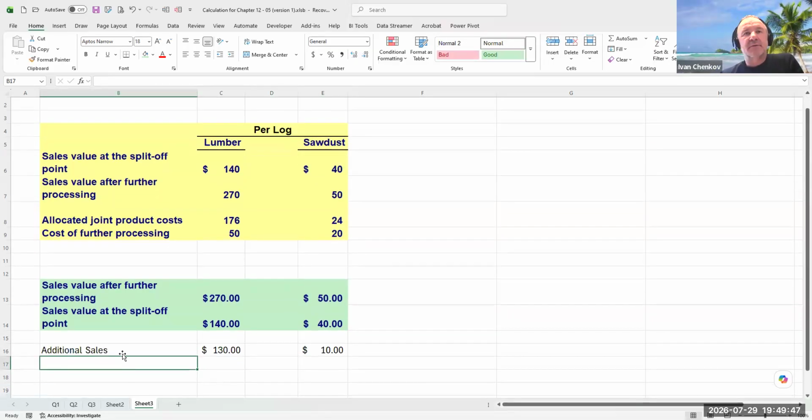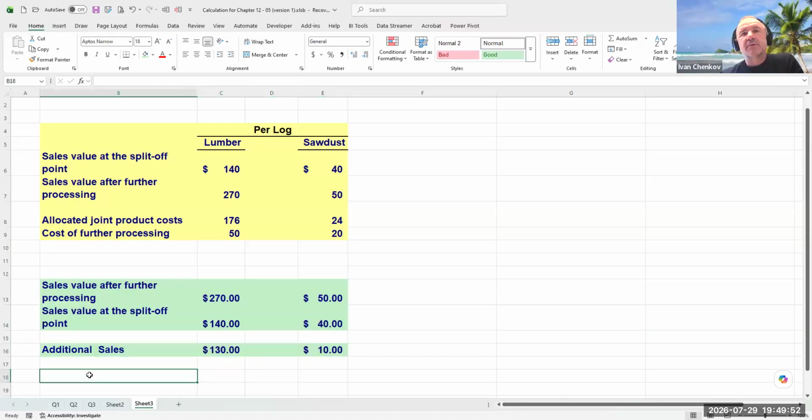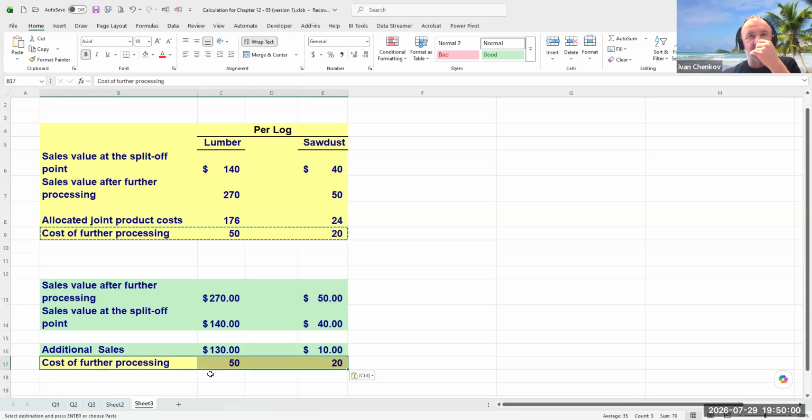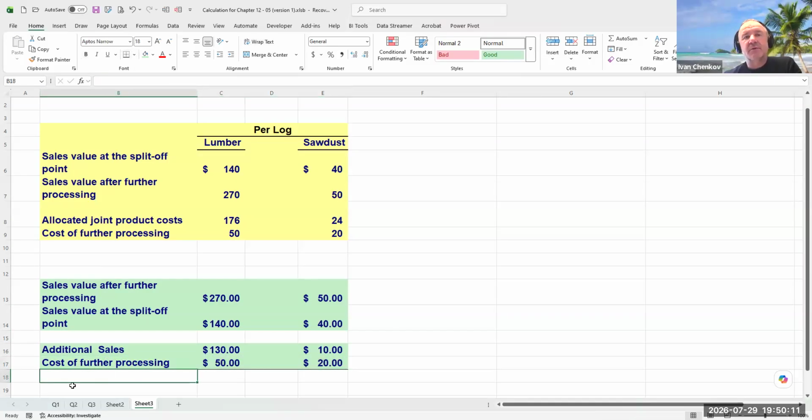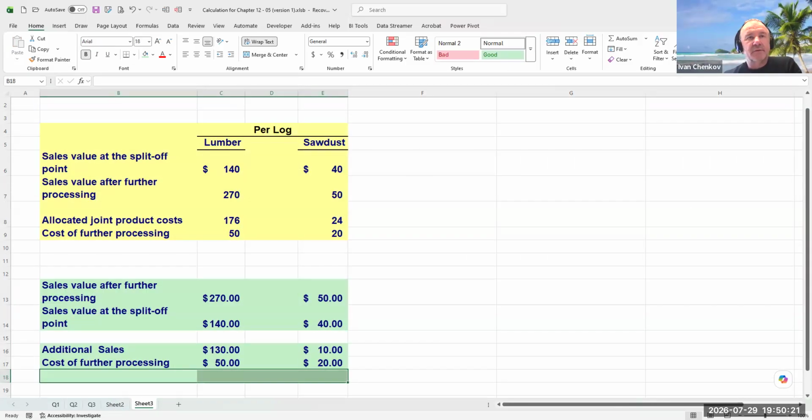Once we have the additional sales, what we have to do is check what's the additional cost. And the cost to process further is right here. So this is our cost if we want to process it further. Once I have this cost, you can easily tell me which one is going to generate contribution margin and which one is not going to generate contribution margin. That will be question number 4.